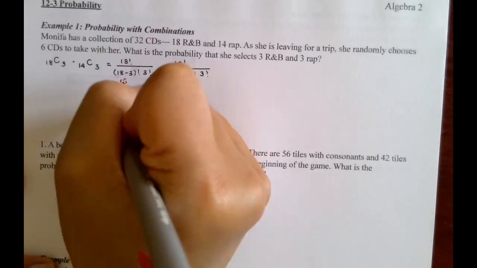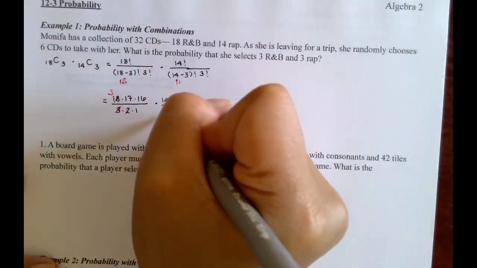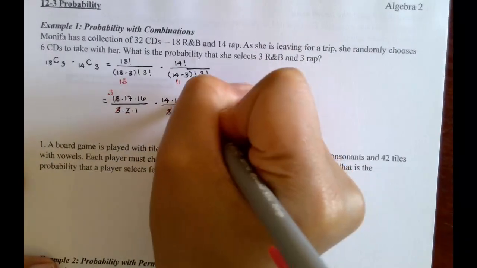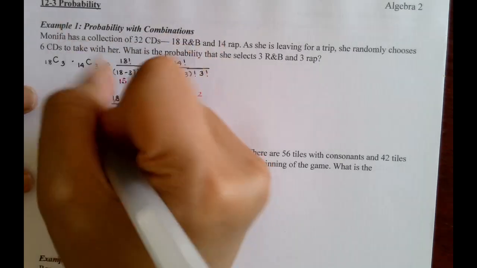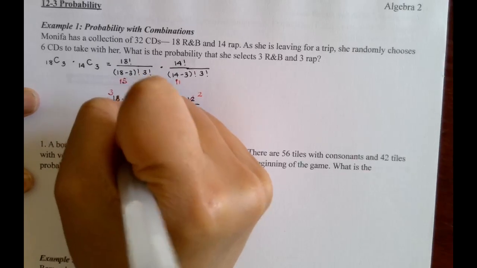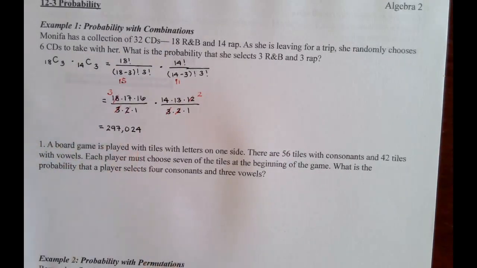3 times 2 is 6, so 6 goes into 18 3 times, okay? 3 times 2 is 6, and that goes into 12 2 times. So then really it's just 3 times 17 times 16 times 14 times 13 times 2. Okay? And that gives me 297,024. Okay? So what that means is 297,024 combos are successes.